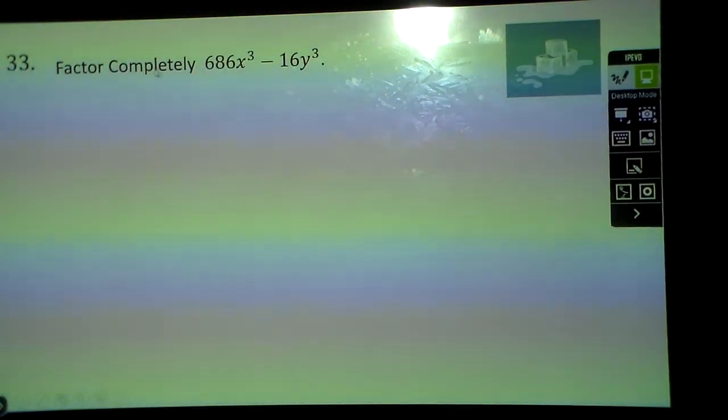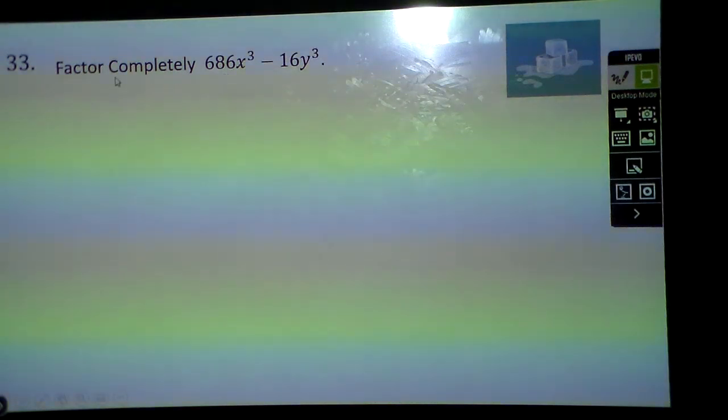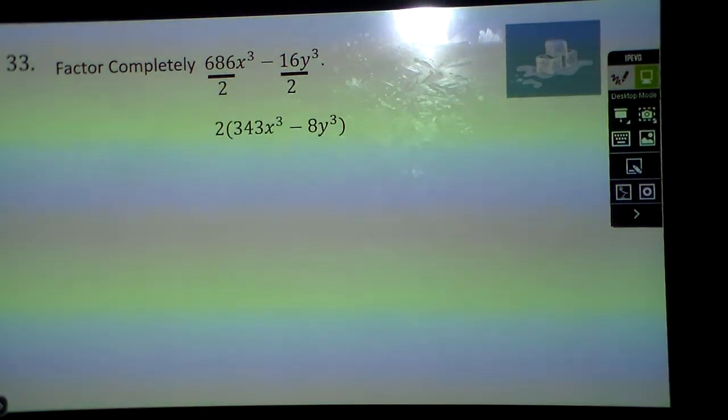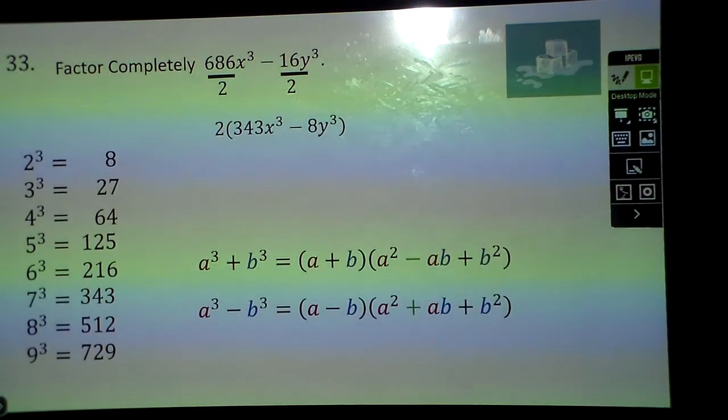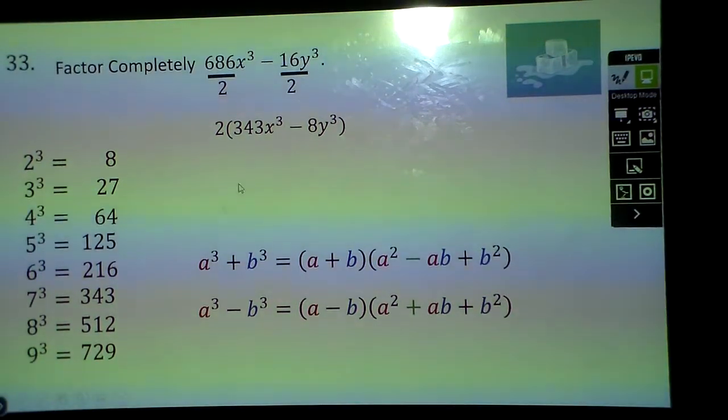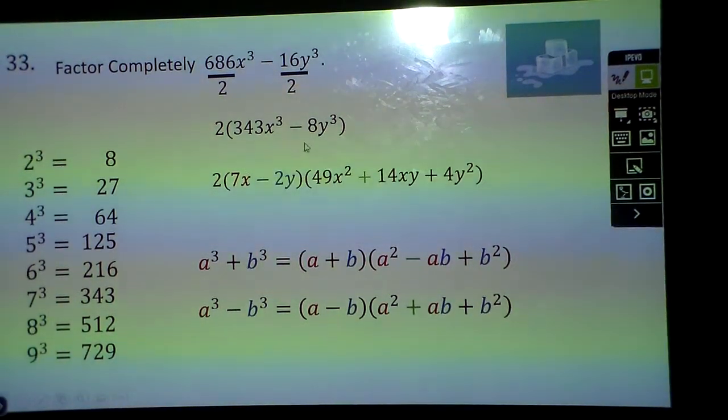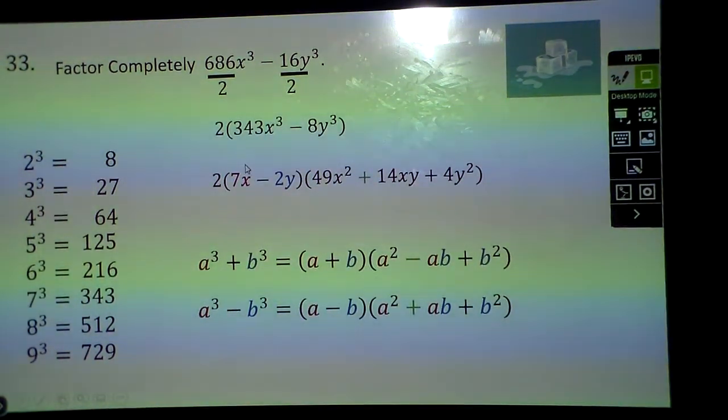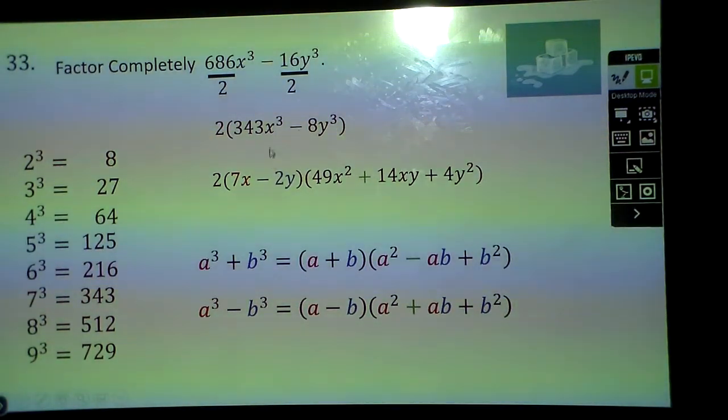Now notice it says completely, so that means there's probably going to be 2 steps. So first off, I'd look up here and I can definitely see something common to both of these. They're both divisible by 2. If I divide them all by 2, I get 343x cubed minus 8y cubed, which, if you remember our difference of cubes, 343's cube root is 7, 8's cube root is 2. So that means this here will be a 7x and a 2y, and it's a minus because it's a minus there.